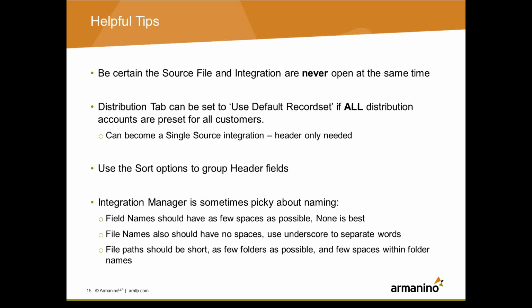Okay, some additional tips. We've gone over the first one. So the distribution tab: if you have your customers all set up with default account numbers, then you can select to use default record set. That would be in the mapping portion, in the distribution section, on options. Instead of saying use source record set, you would say use default record set. So that's just a drop-down menu selection that you can make.